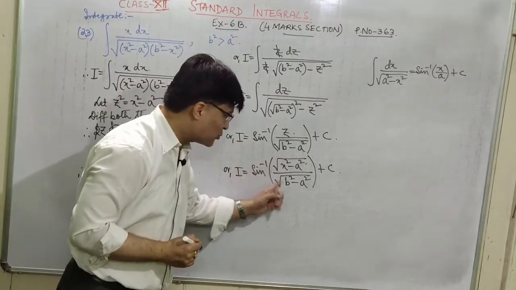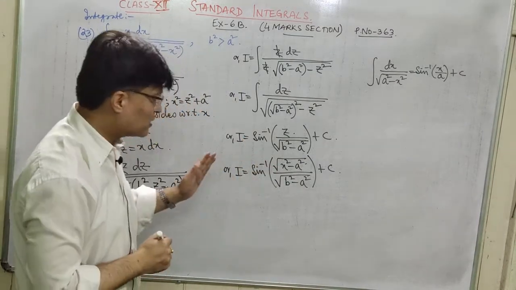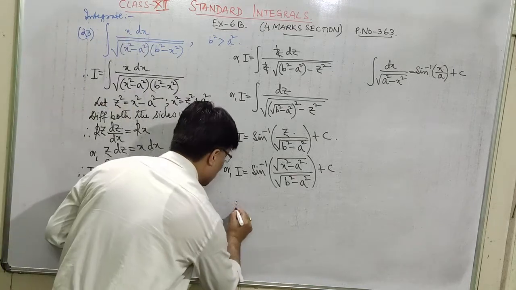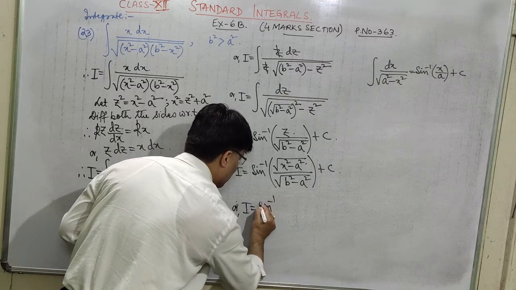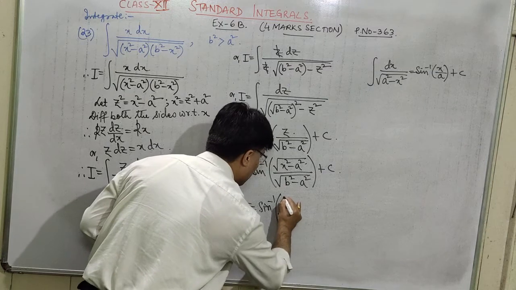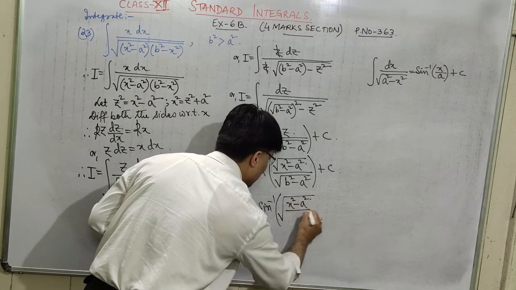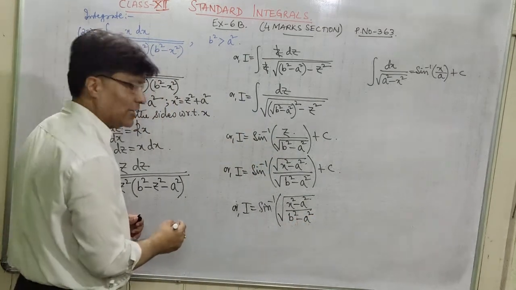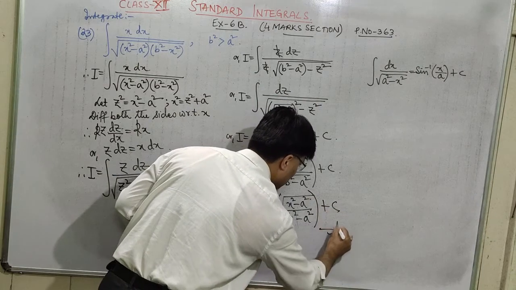So both are within square root here, isn't it? So you can write it within square root. Both these fractions can be kept within whole square root. Okay? So I is equal to sine inverse within bracket root over x square minus a square divided by b square minus a square, bracket closed, plus c.